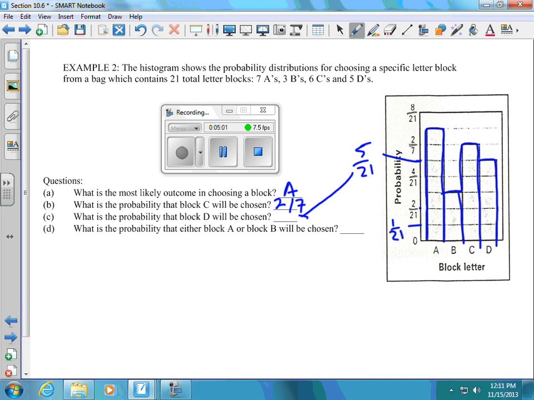What is the probability that either block A or block B? So that's A plus B. Probability of A, that's 5, 6, that's got to be 7 out of 21, right? So 7 out of 21 plus B would be 1, 2, 3 out of 21. So 7 out of 21 plus 3 out of 21, well, that would be 10 out of 21.